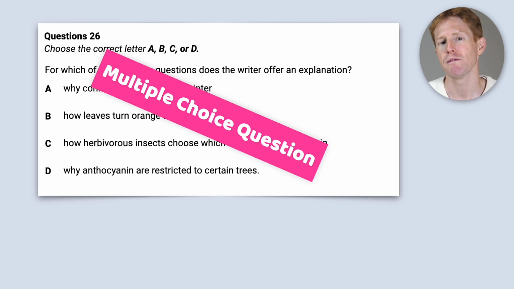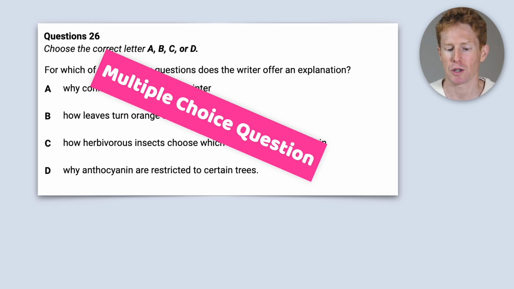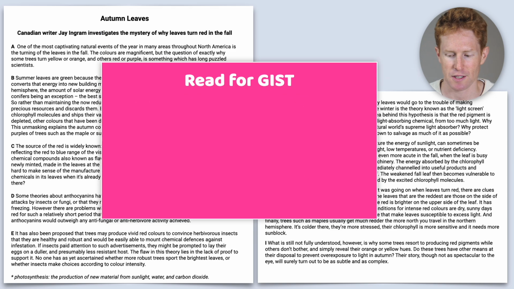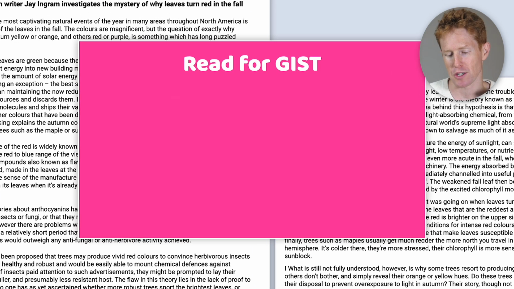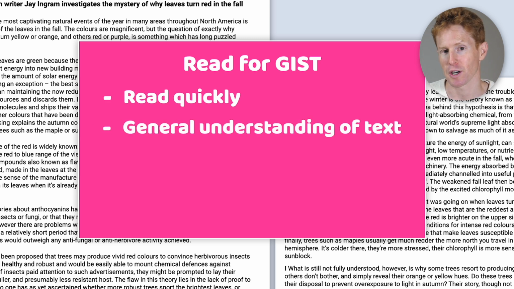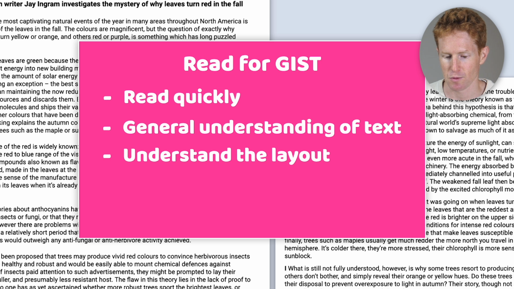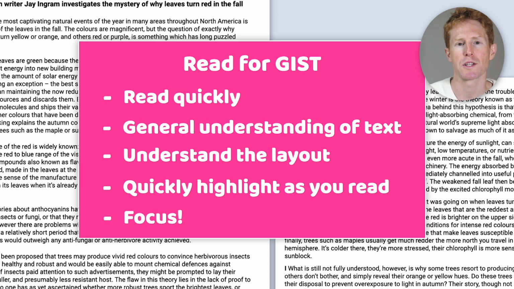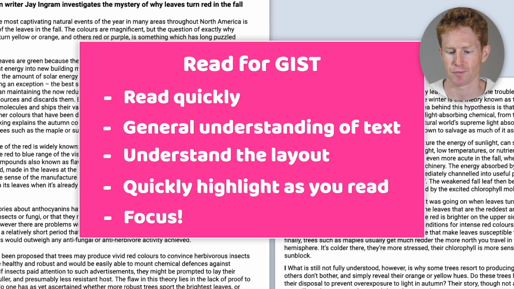So once we've glanced at the questions, we'll go back to the text and we're going to read for gist. Now, reading for gist means we read quickly, we try to get a general understanding of the text, we try to understand the layout, we're going to quickly highlight information as we read, and we're going to focus while we read. We're not going to let our mind wander or try to read certain sections over and over again to try and understand it. We just want to move quickly through it.